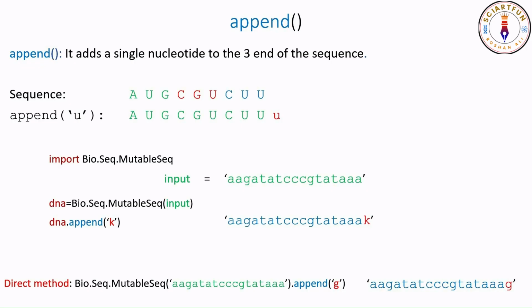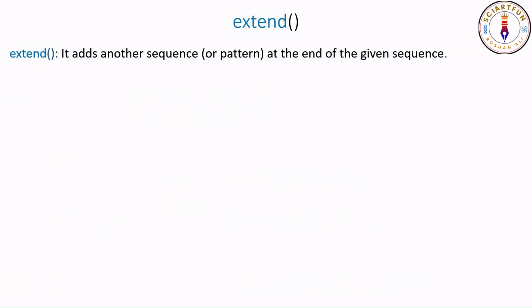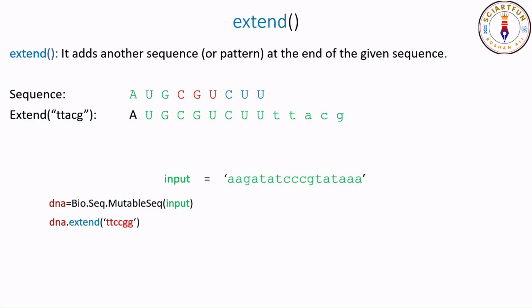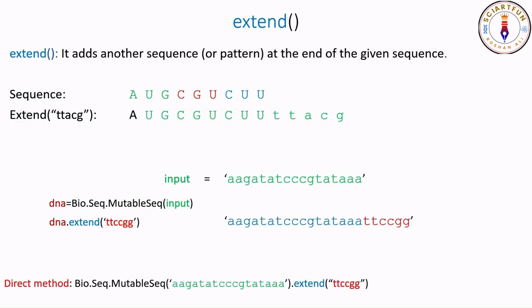However, if you want to add an oligonucleotide at the 3 terminal, then use the extend method. Suppose this is your sequence. You want to add the pattern T, T, C, C, G, G at the 3 end, then use this command. The oligonucleotide is now added. You can use this direct method also.